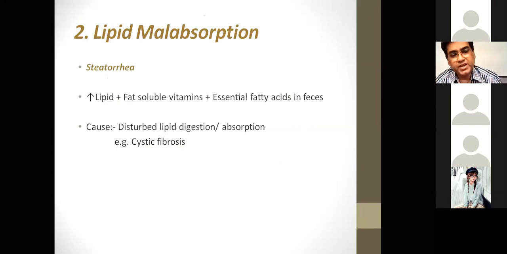And number two, steatorrhea. This condition is known as steatorrhea. What happens in that? In that, there is increased excretion of lipids or essential fatty acids or fat soluble vitamins in the feces. And what is the cause? The cause is abnormal or disturbed digestion and absorption of the fats. Why abnormal or disturbed digestion and absorption? Because of insufficiency of pancreatic hormones, their lack, or the mutation in the CFTR gene, which leads to cystic fibrosis. Cystic fibrosis can present as steatorrhea, which is a lipid malabsorption disorder.